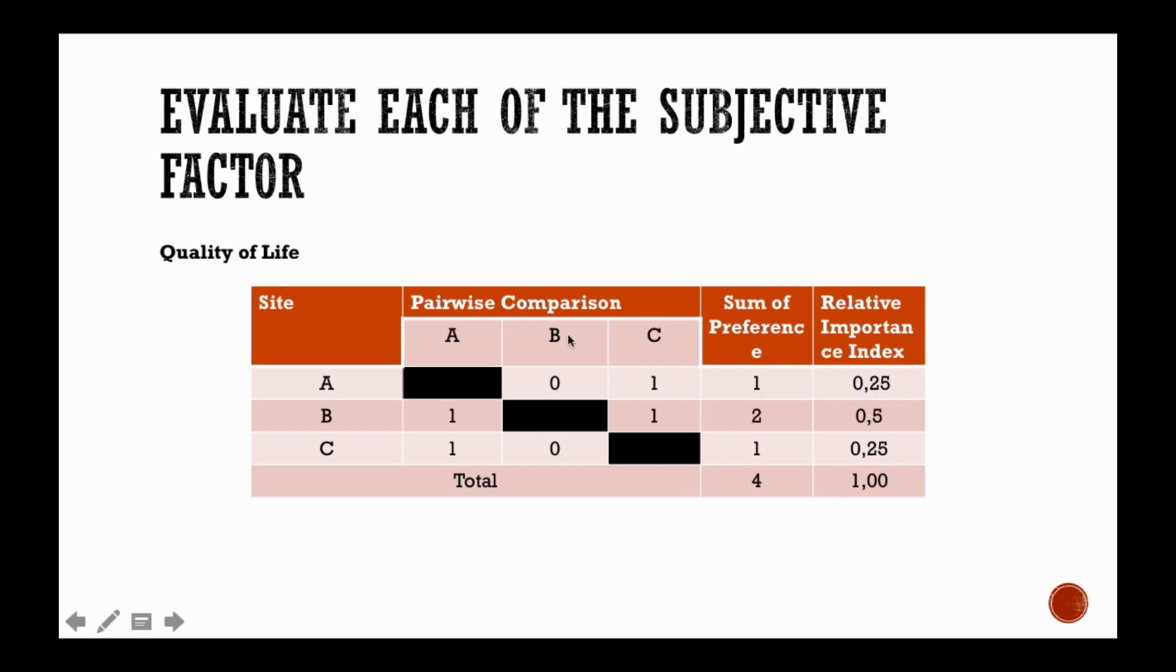Next to the quality of life, evaluate the subjective factor in the quality of life. I'm going to compare this A to B. I'm going to say that B is better in quality of life. So B is better than A. I write here 1. So it means that A is worse than B, so I write here 0. Please sum by using the same way. Divide 1 by 4, you will get 0.25, and the sum of this one you will get 1.